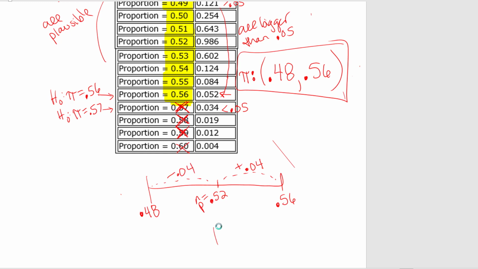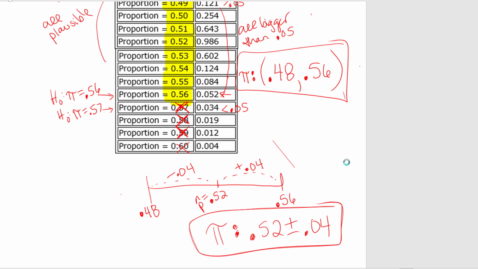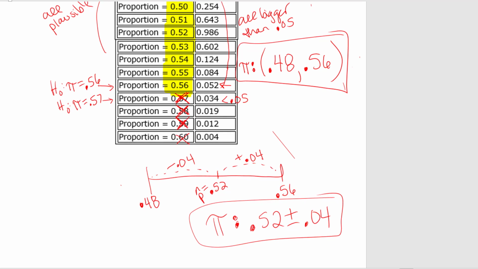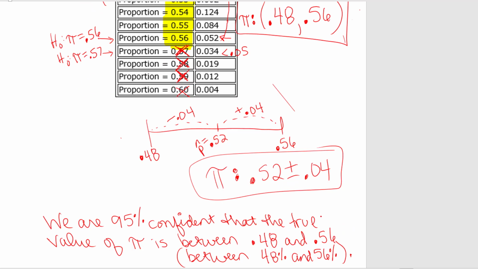So the other way to write our confidence interval is to say that we think pi is 0.52 plus or minus 0.04. Finally, then, I'm going to write a sentence to also include that 95% confidence level in what we are concluding here. We are 95% confident that the true value of pi is between 0.48 and 0.56. It would also be okay for you to say we're 95% confident that the true value of pi is between 48% and 56%.